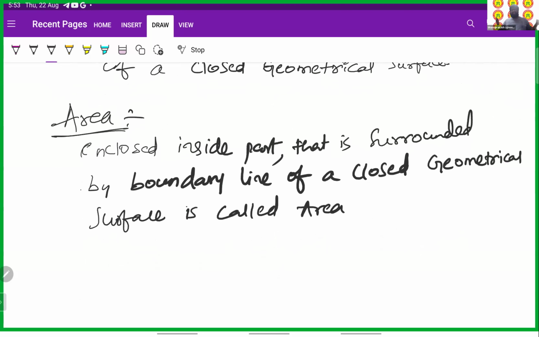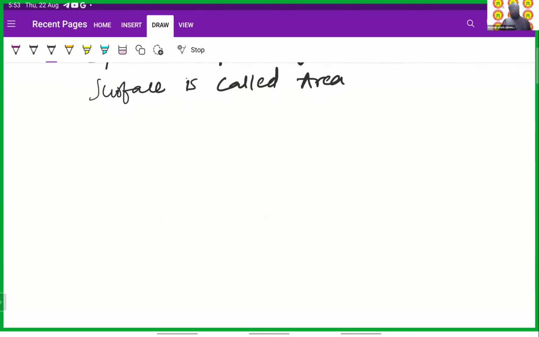So the basic definition, basic revision of the basic things which you learned in 6th and 7th class is done. Perimeter and area. Now I hope everyone of you got what is perimeter and what is area. Now let us see, what is the area of a rectangle?